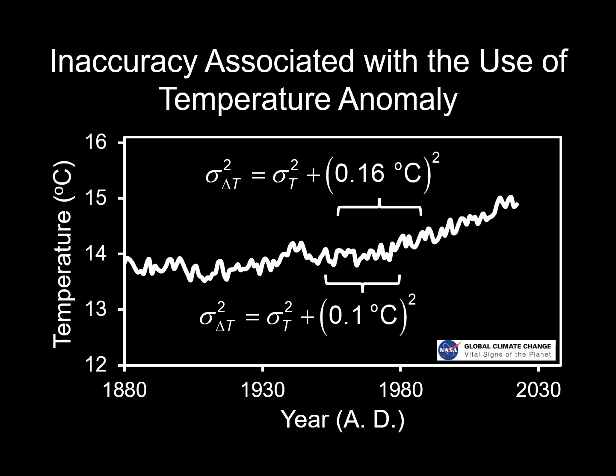With no surprise, the noise of the baseline period is significant. For a baseline from 1951 to 1980, the additive variance is the square of 0.1 degrees. For a baseline from 1961 to 1990, the additive variance is increased to the square of 0.16 degrees. Oftentimes, NOAA and IPCC switch their use of baselines without an explicit statement.